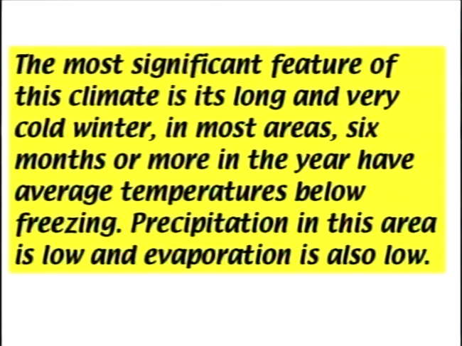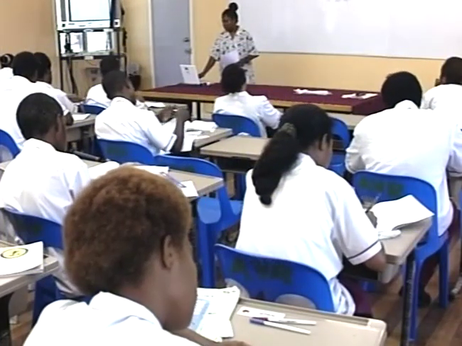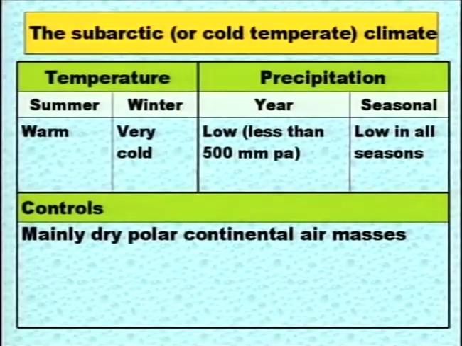Okay, let's look at the summary of this type of climate before we look at the climograph. The summary then of this type of climate, the subarctic or the cold temperate. Temperature: it is warm in summer, and very cold in winter. Precipitation: low, less than 500 millimeters per annum or per year. In terms of rainfall in the different seasons, in all seasons the rainfall is low right throughout.